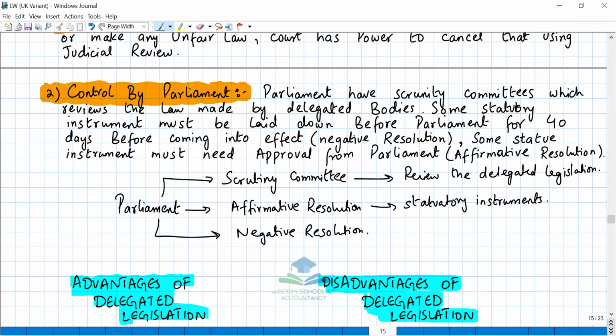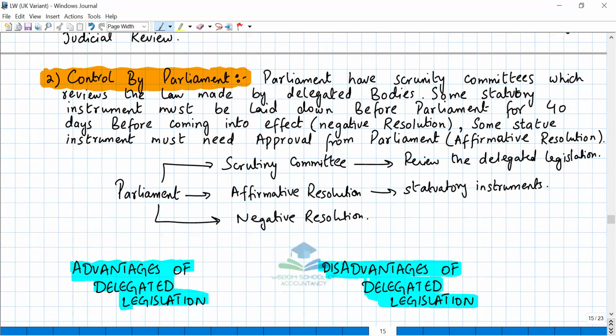Then the second type of control is control by parliament. Parliament has scrutiny committees, whose responsibility is to review the laws that are made by the delegated bodies. Another committee of the parliament.